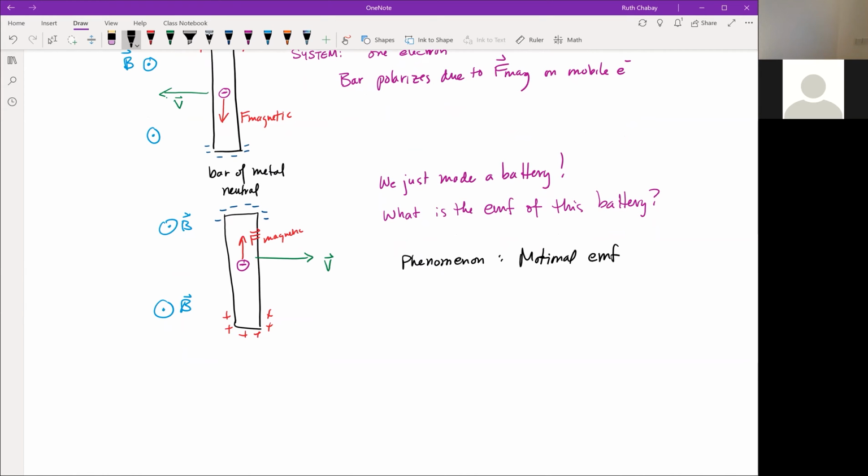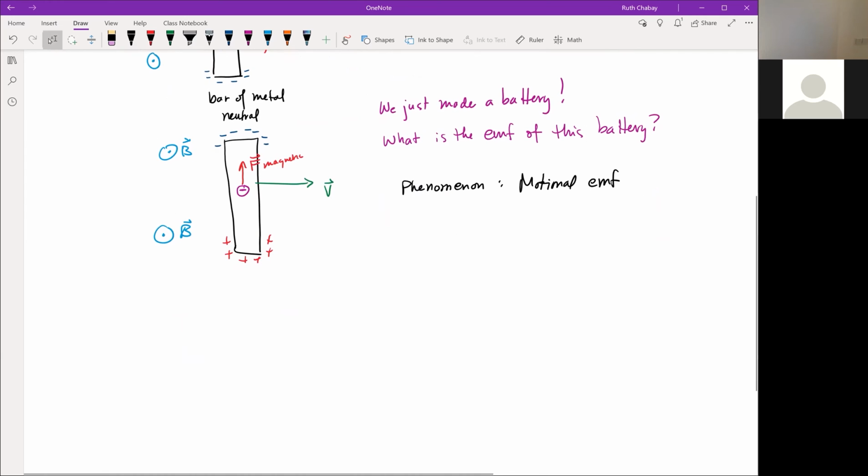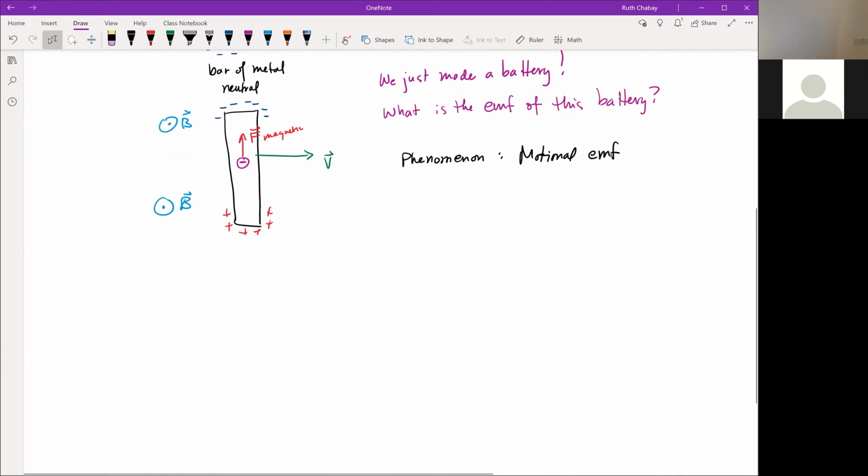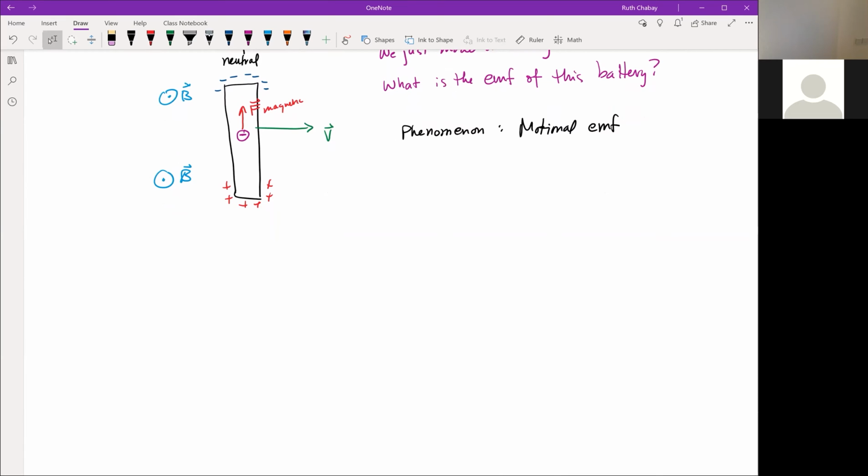So, polarizing a moving bar, a moving conductor in a magnetic field. In order to calculate the EMF of this battery, we have to think about the steady state.